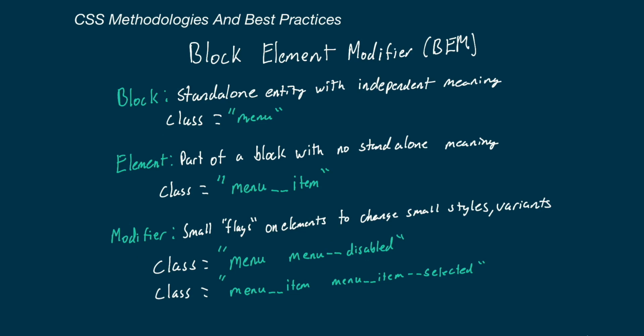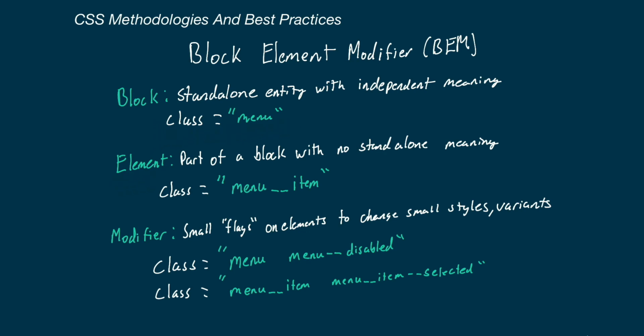Okay, so these are all great principles to follow, but now let's take a look at some specific implementations of these principles through methodologies. First, we will look at the Block Element Modifier methodology, or BEM as it is usually referred to. This is a methodology that breaks CSS down into three categories: blocks, elements, and modifiers. Blocks are standalone entities with independent meaning. For example, if we had a menu, we could call that a block. We then select blocks by using class names based on the name of the block, such as the class menu.